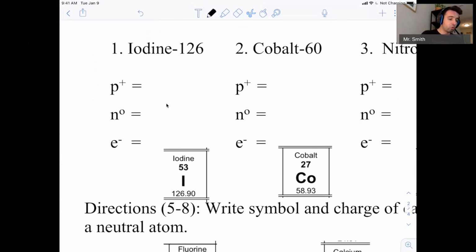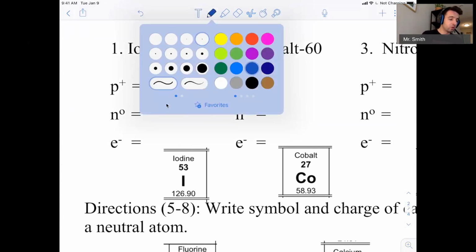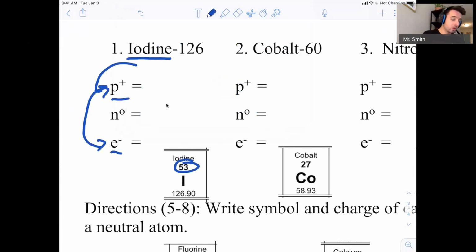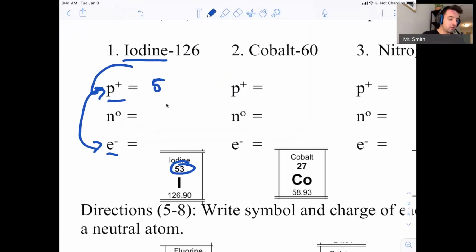Now, this question tells us that we're dealing with iodine. Remember, when we have the name of an element, we also have the number of protons and also electrons, because protons are unique to each element, right? Every time you add a proton, you have a new name for that atom. So for example, 53 is iodine. Iodine has 53 protons. The other thing to remember here is that in a neutral atom, you have the same number of electrons. So we're also going to have 53 electrons here.